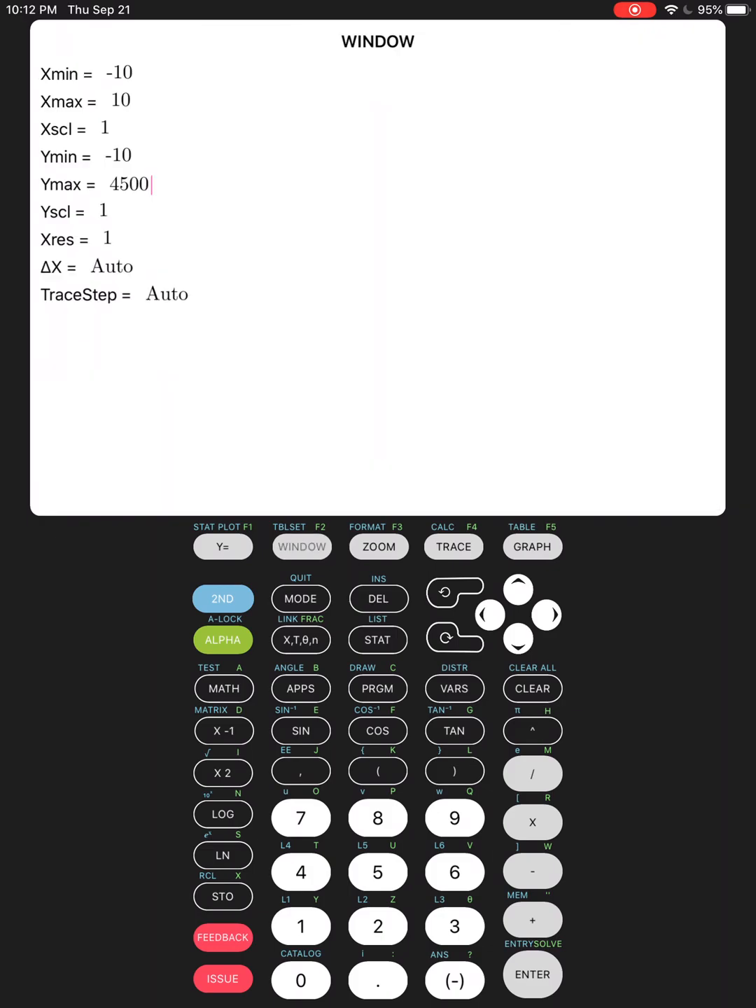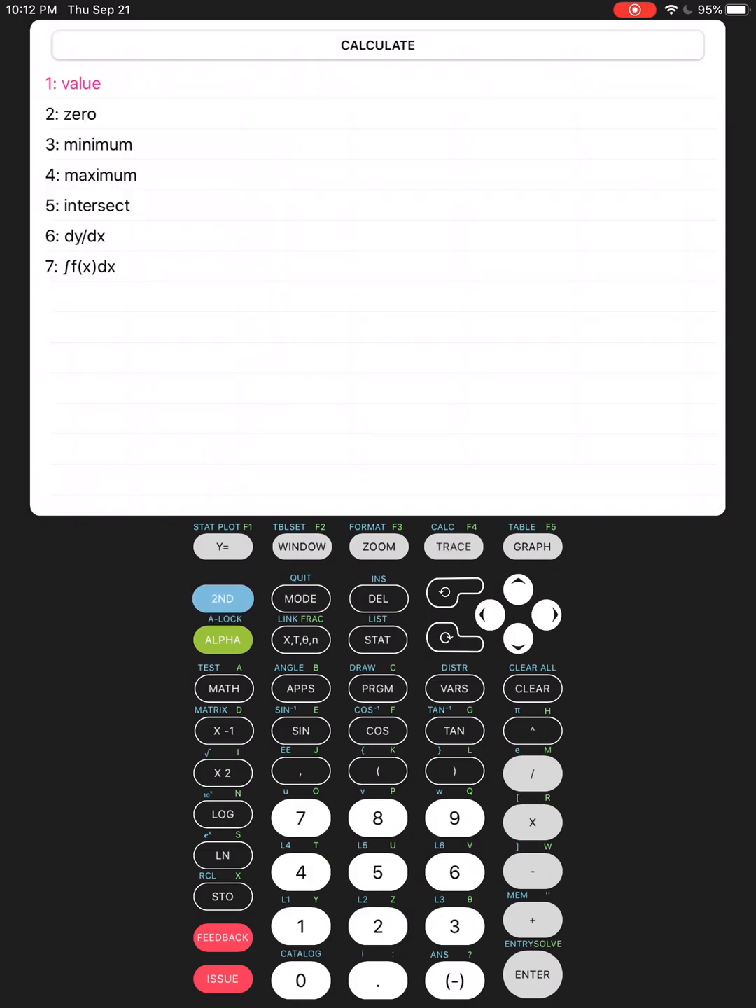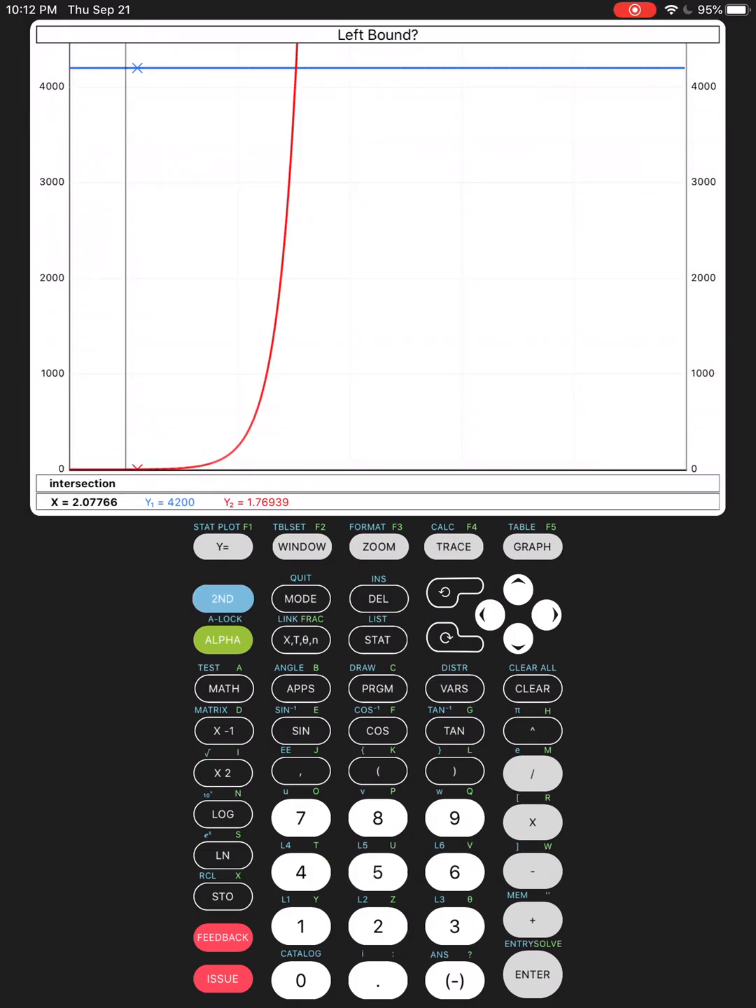What if we try making the x max bigger? So I'm going to try making this 100 just to see. Oh, there we go. Now we can see an intersection point. And then we'll go second, trace, intersect. So when you don't see a graph, make sure you try playing around with the window. Don't just graph it and give up. Try different windows.